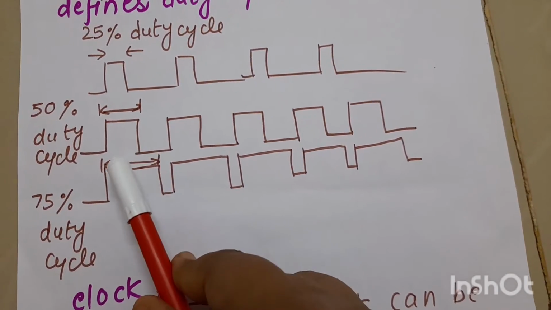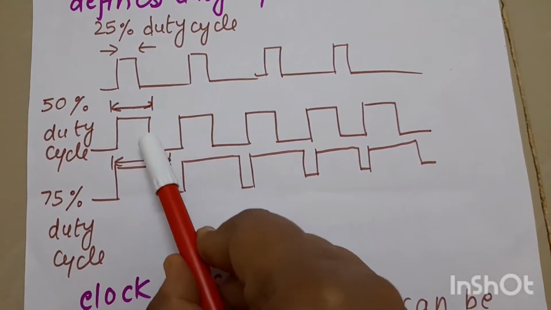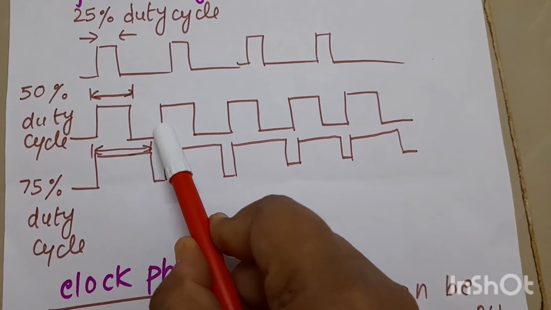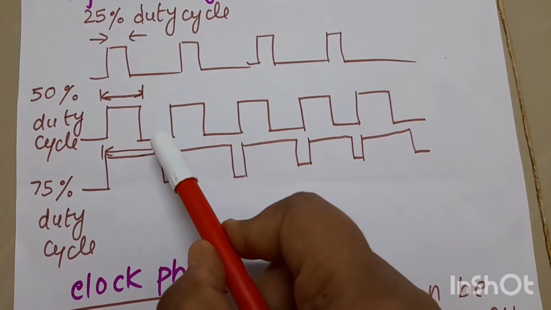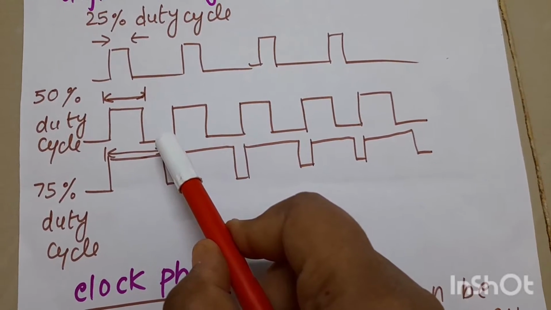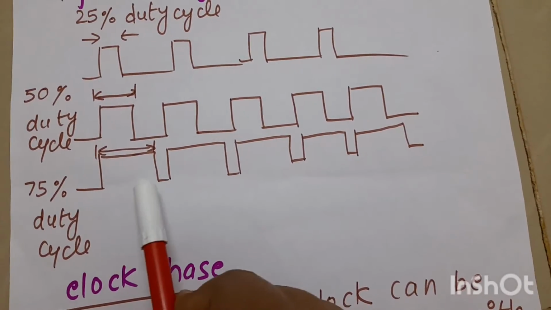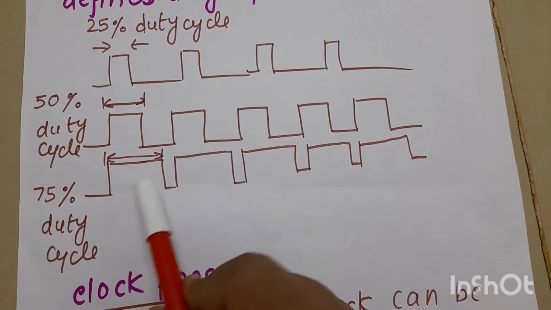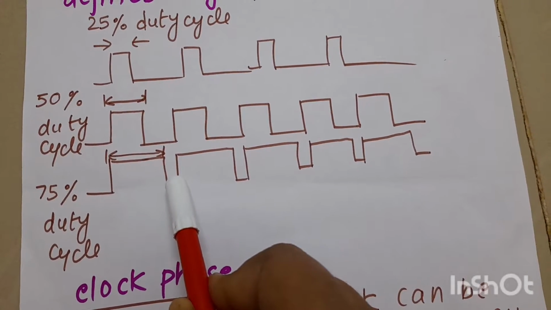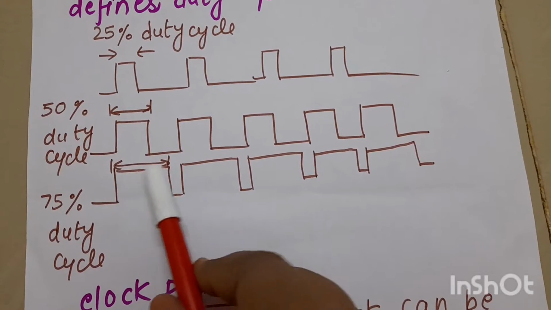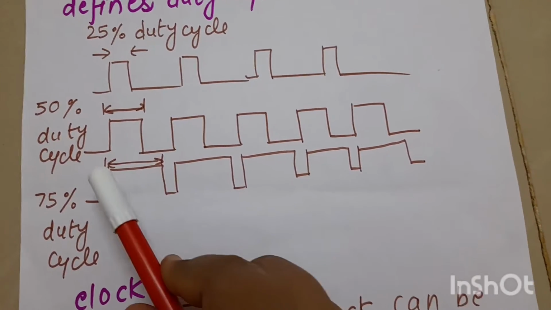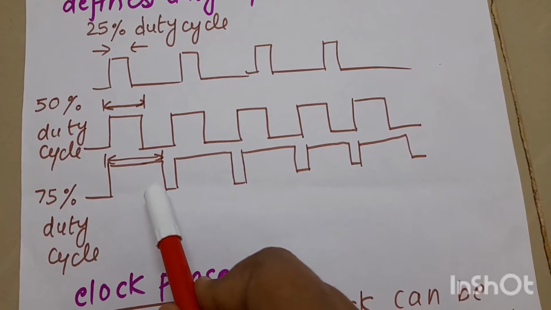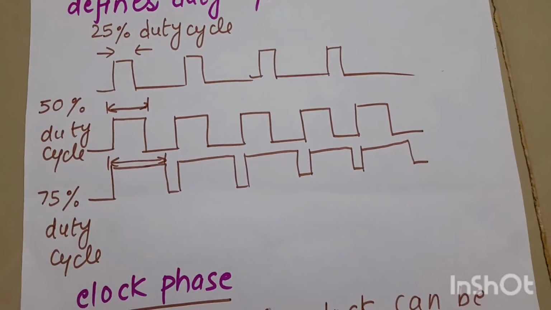Here the clock is on for 50% of the time and down for 50% of the time. If this point to this point is 100, then 50 by 100 is 0.5, so a 50% duty cycle. Here the clock is on for a longer time and down for less time. If I consider this as the clock period, the clock is on for 75% of the time, 75 out of 100. 75 divided by 100 is 0.75, so 0.75 is equal to a 75% duty cycle.